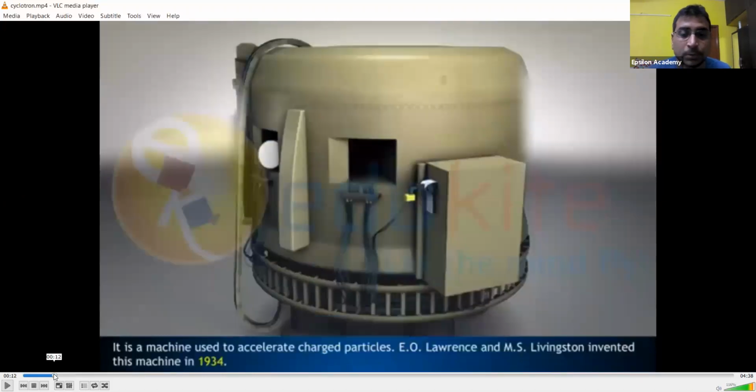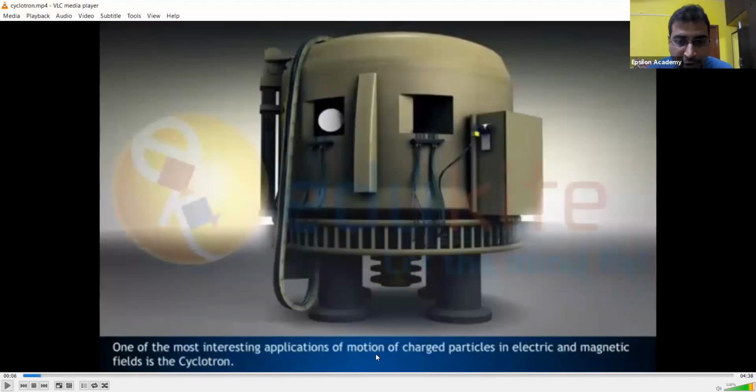So it uses the principle that there are going to be crossed electric and magnetic fields. When I say crossed, they are going to be perpendicular to each other. Okay, so that's the thing written here. See, are you able to read the statement? One of the most interesting applications of motion of charged particles in electric and magnetic fields is cyclotron. So it is going to have a combined effect. Before that, I have certain questions to ask.